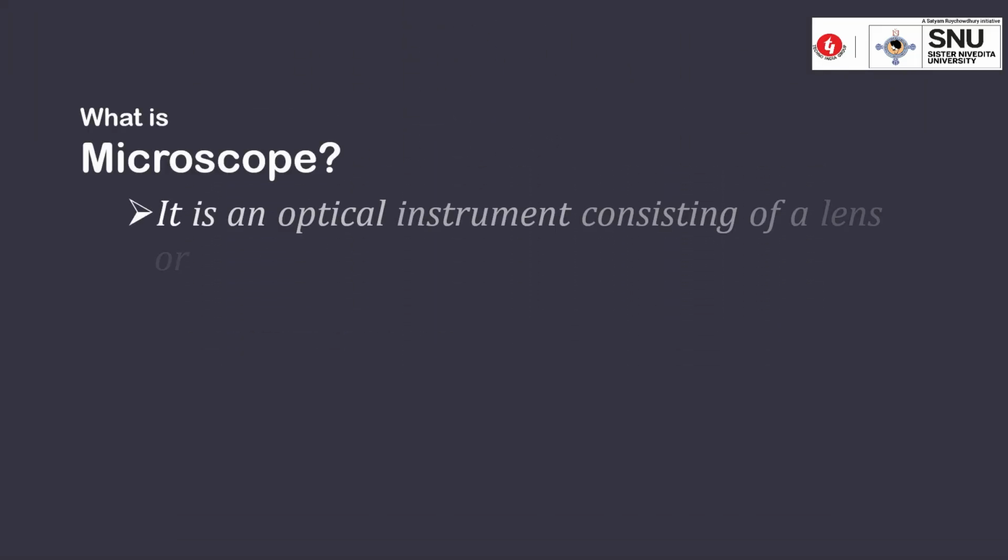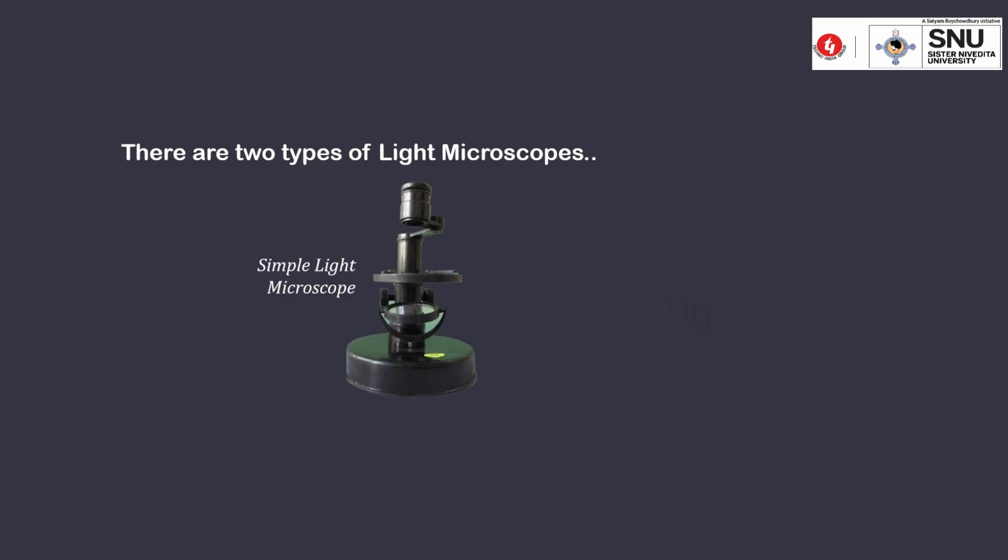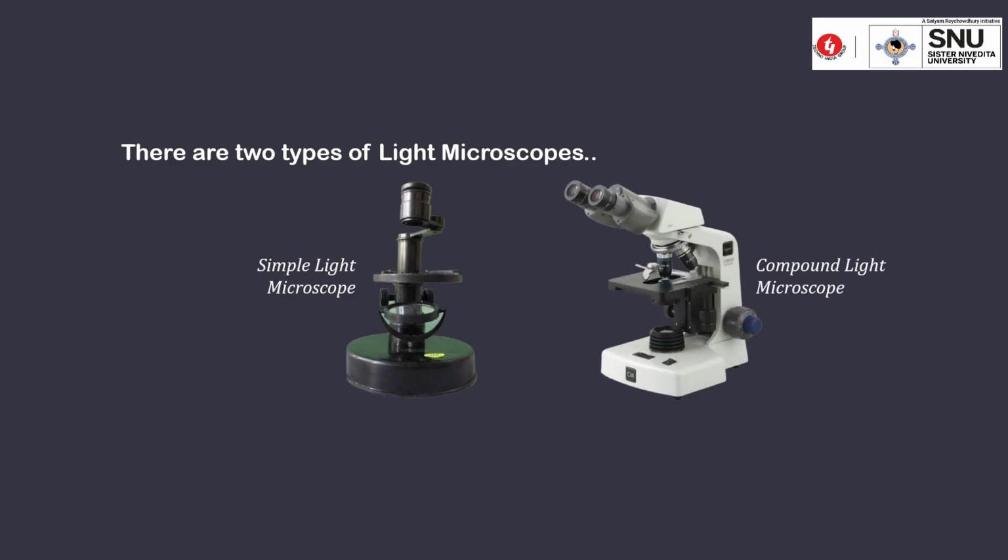So what exactly is a microscope? It is an optical instrument consisting of a lens or a combination of lenses that produces magnified images of objects that are too small to be seen with the unaided or naked eye. There are two types of light microscopes. One is the simple light microscope and the other is the compound light microscope.